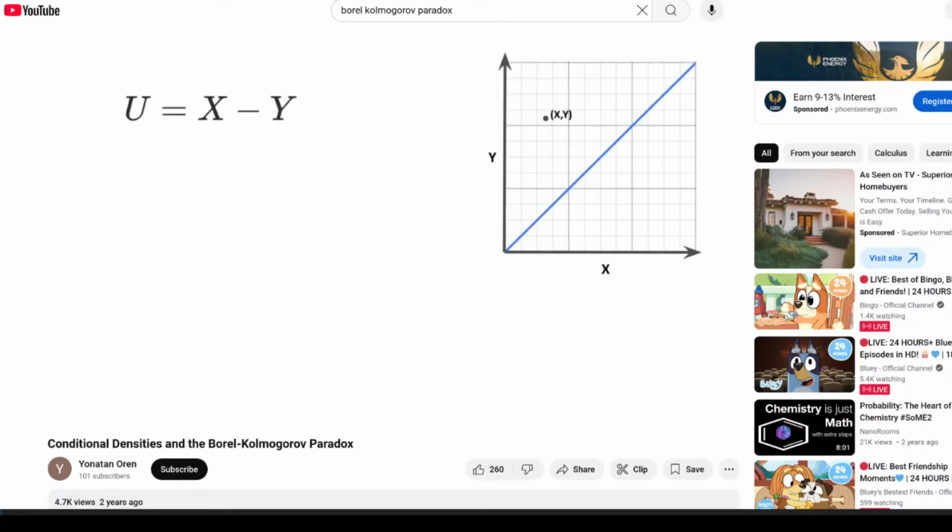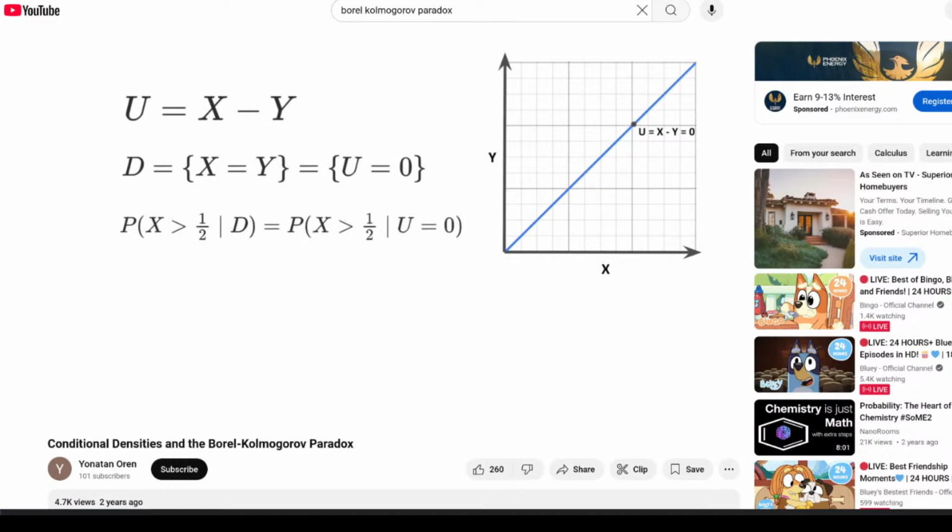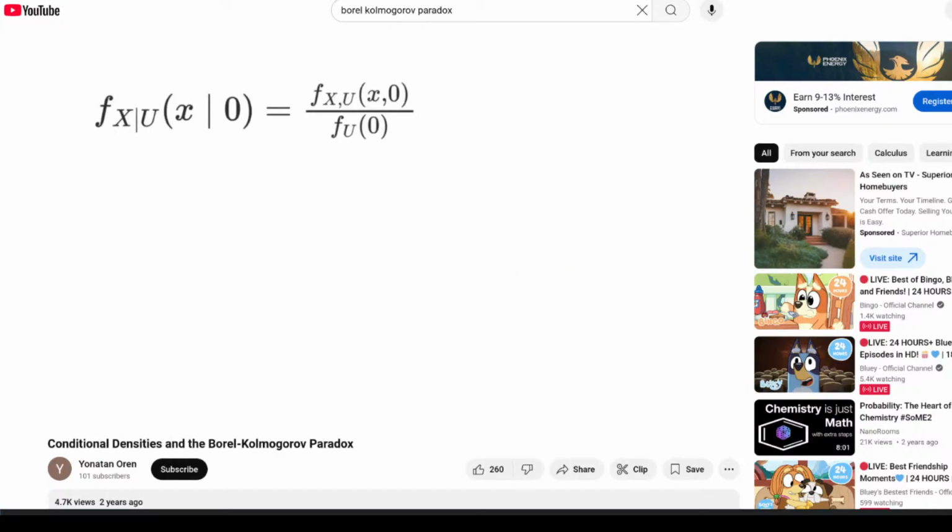First, we'll define a new random variable u, which is equal to the difference between x and y. Observe that our point lies in the diagonal precisely when u is equal to 0. So we want to compute the conditional probability that x is larger than a half, given that u is equal to 0. To do this, we'll need to compute the conditional density of x given u, which, as we've seen, is equal to the ratio of the joint density of x and u and the marginal density of u.